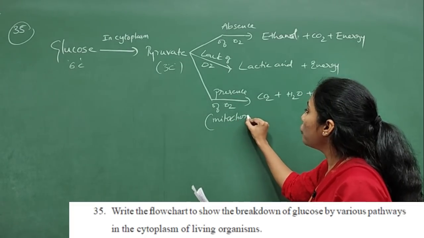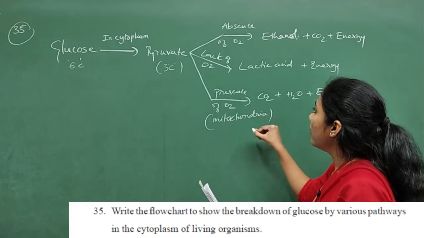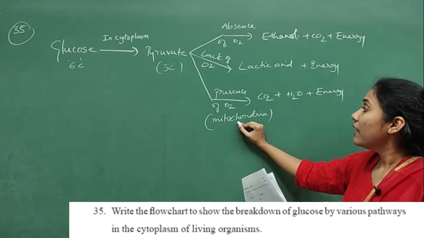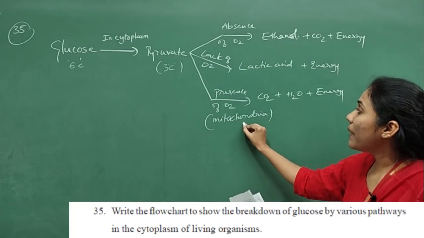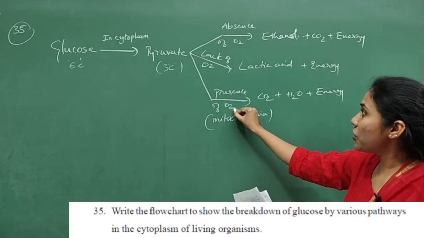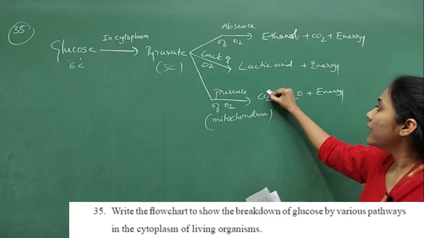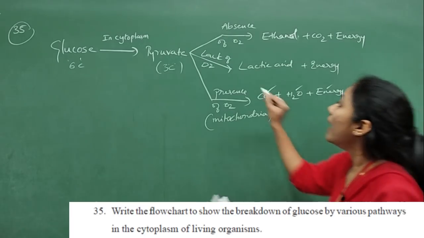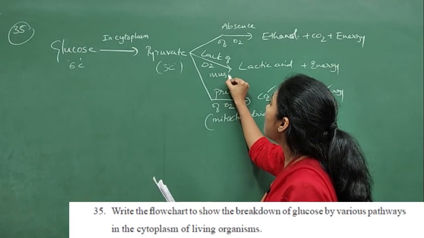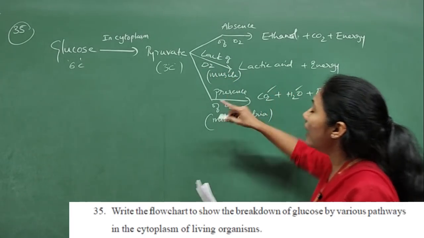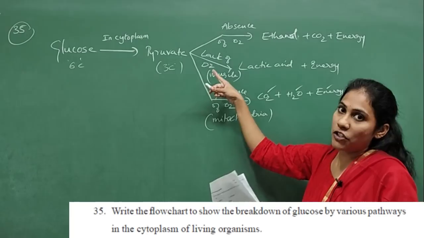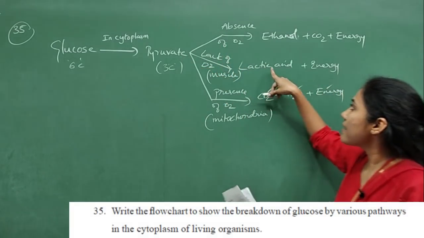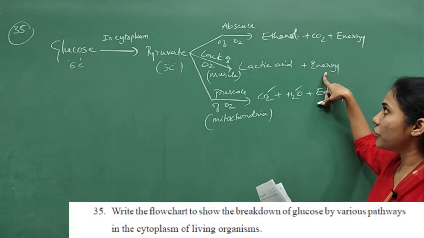So mitochondria, this is the aerobic respiration, we say. This is happening in humans, right? So once it goes to mitochondria, in presence of oxygen, pyruvate gets converted into carbon dioxide, water, and you get energy, right? But in a human muscle cell, in the absence of oxygen, this pyruvate gets converted into lactic acid and energy.